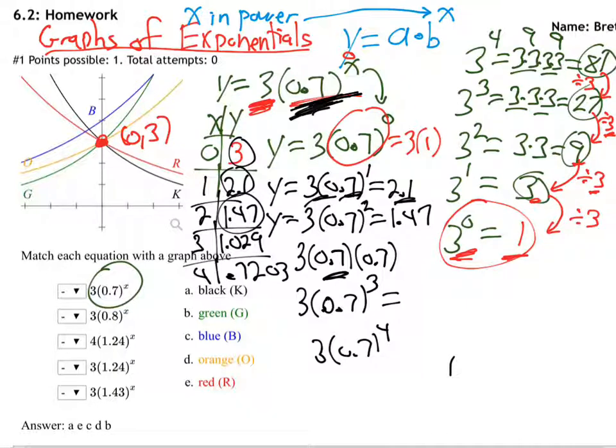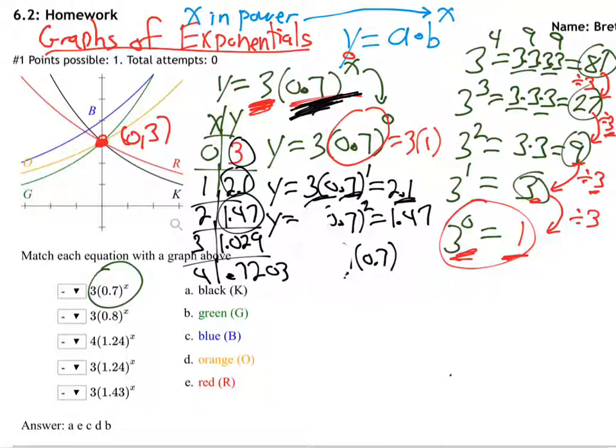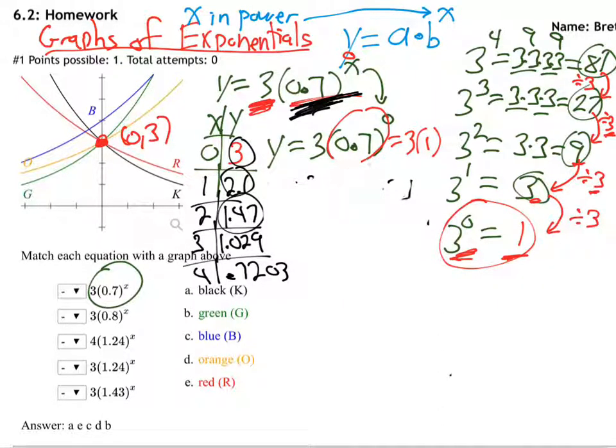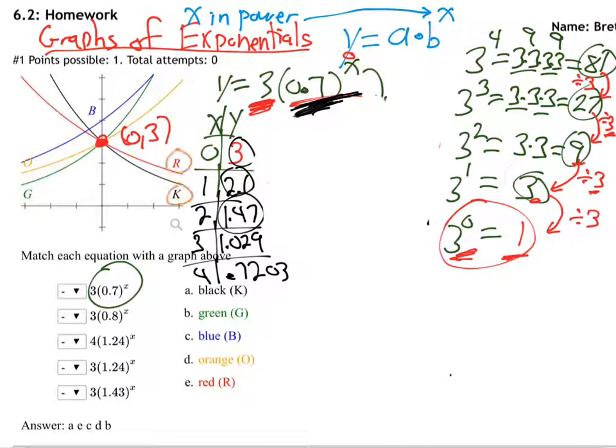So the further we go to the right on this graph, it's going down, down, down, isn't it? You see that? It's got to be. So it's one of these graphs that's going down to the right. It's either K or R. We don't know which one yet. It's going down to the right. See, the numbers are getting smaller and smaller and smaller.